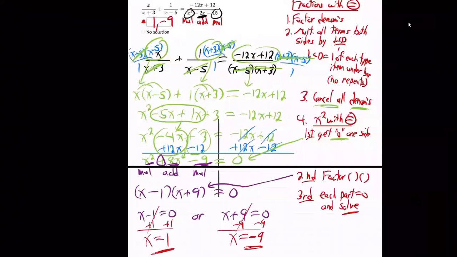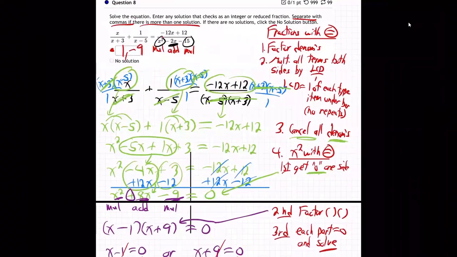Let's run over that again. So what did we do first? We had to factor the denominator. So this denominator, multiply, add, multiply, had to be factored here. Then we multiply through by the LCD over 1. And the LCD is 1 of each type of item under the bar. No repeats. So x plus 3, x minus 5 over 1, x plus 3, x minus 5 over 1, x plus 3, x minus 5 over 1. Then we canceled the denominators. I canceled and brought down what was left over, multiplied it out.